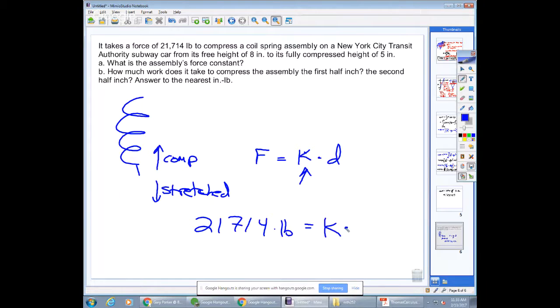The distance that we tried to compress it here with this weight, we went from 8 inches, compressed it down to 5. So we pushed the spring a distance of 3 inches. So our constant must be our 21,714 divided by 3.